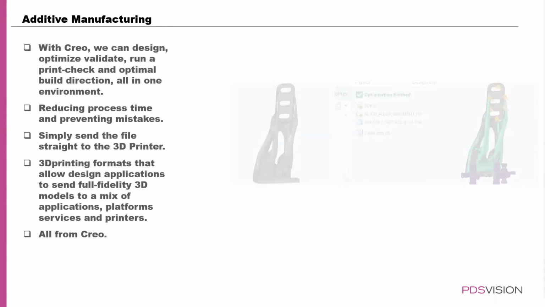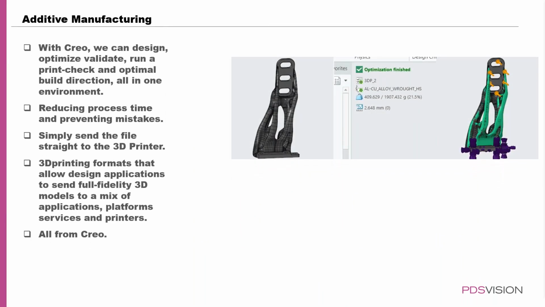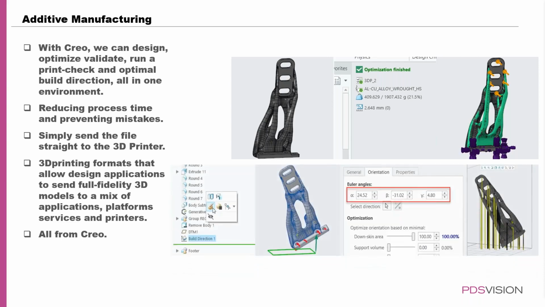So once we've determined the manufacturing type, and we're going with a 3D printed part, we can utilize additive manufacturing to design, optimize, validate, run a print check, and determine the optimal build direction based on our specifications. This reduces processing time and can prevent mistakes. And then we can simply send it straight to the 3D printer. The 3D printing formats within Creo allow full fidelity 3D models to be used across a mix of applications, platforms, services, and printers, all from within Creo.